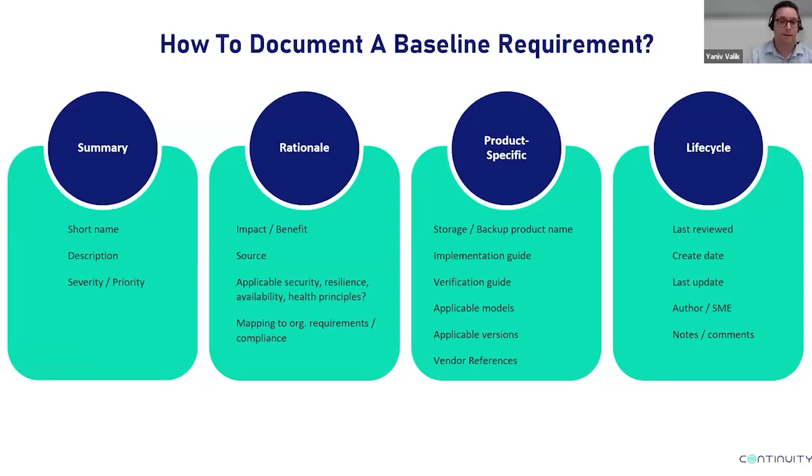The second part is the rationale, explaining why this matters, what risk it mitigates, what benefit this configuration brings, and how it maps to health, security, resilience, or compliance goals. The third part, and maybe the most important part, is the product-specific details. Each storage or backup platform has unique commands and parameters. So here we will document the exact implementation and verification steps, the relevant models or versions, and any references to vendor documentation. And finally, the life cycle.